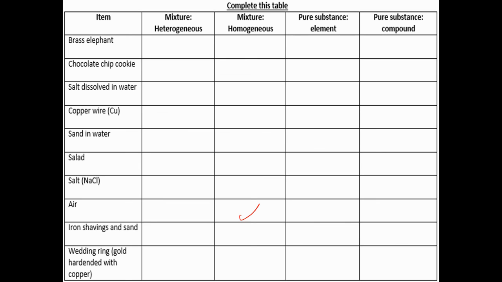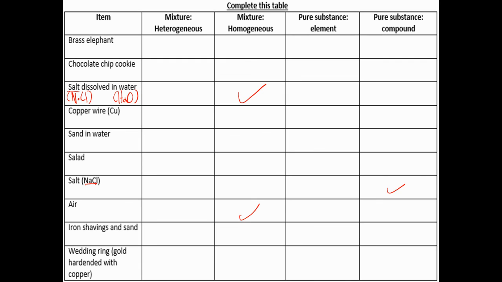Let's take a look at salt. We put in brackets there NaCl. Salt is a compound, which means it's a pure substance. Salt dissolved in water. So we have NaCl and water, H2O. They're compounds, so we have a mixture of compounds here. We have some salt in the glass of water. So it's not a pure compound by itself. It's a mixture of compounds. Now, we have to think about this. If you had salt water and it was nice and dissolved, you couldn't tell the different parts apart from each other, we would say that that would be a homogeneous mixture.